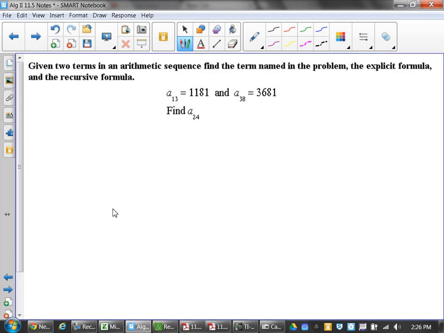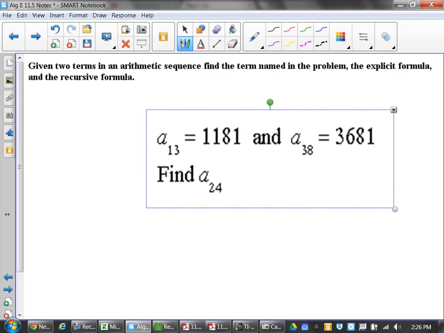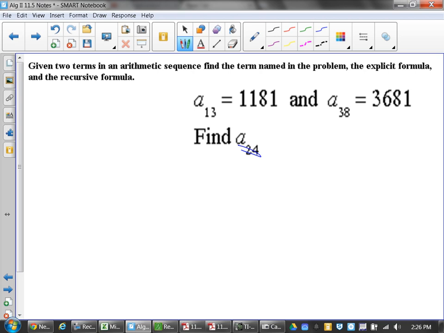Okay. Let's try another one. Okay. This is the same idea. I'm not going to worry about finding this part for right now. Don't find A. Okay. I have two terms in the arithmetic sequence.